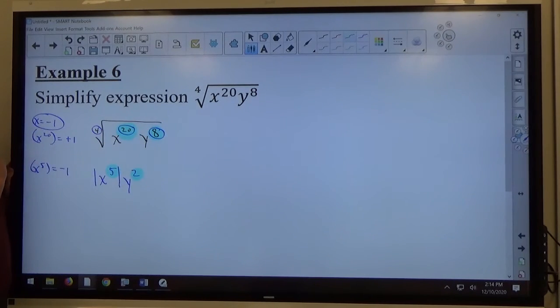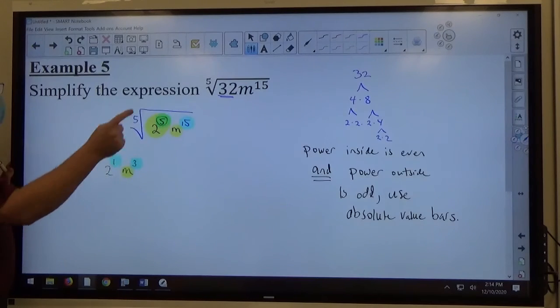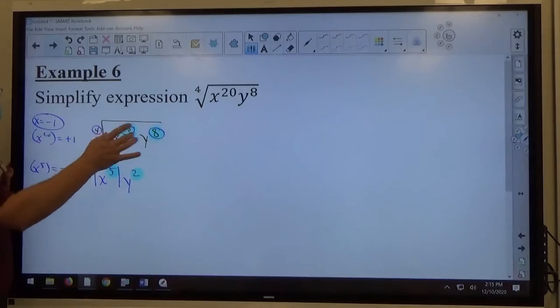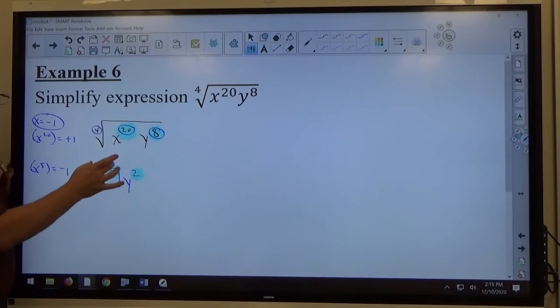Even in, even out, don't worry about it. Odd in doesn't matter. If it's odd in, it doesn't matter if it's even or odd out. Only the evens in matter. When you get an odd out, you put the bars.